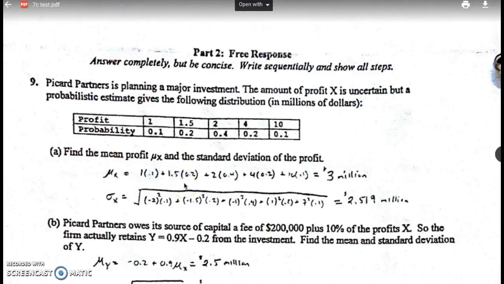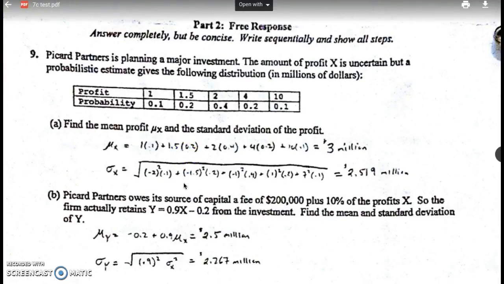Okay, question 9 says, Picard Partners is planning a major investment. The amount of profit X is uncertain, but a probabilistic estimate gives the following distribution in millions of dollars. We need to first find the mean profit mu X and the standard deviation of the profit. So again, my mean is just each profit times the probability of it happening. You sum it all up, and you will get 3 million.